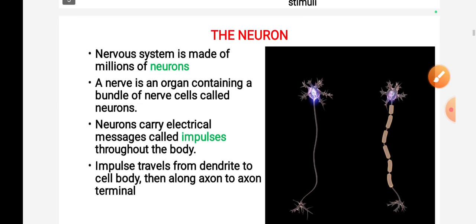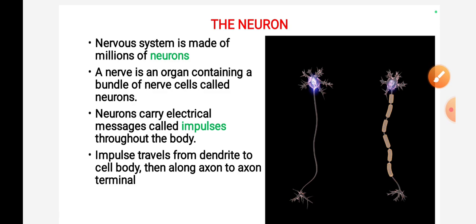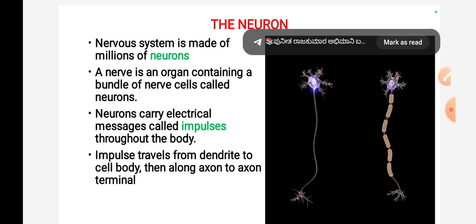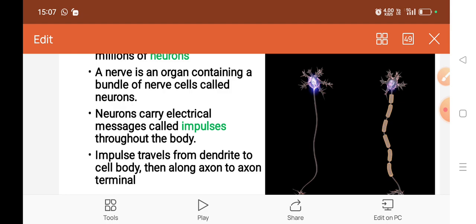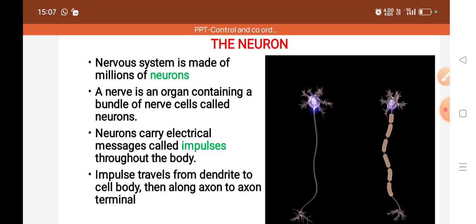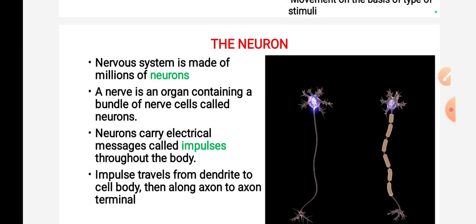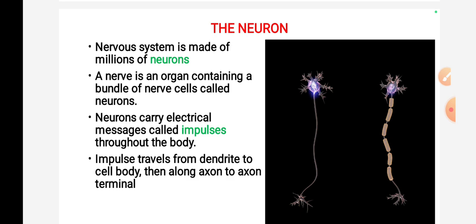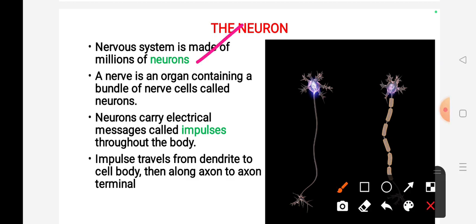Next, the neuron. We already discussed neurons in our previous classes, but once again we have to discuss it, as it is in 10th standard also. The nervous system is made up of millions of neurons. In our brain, millions of neurons are there. A nerve is an organ containing a bundle of nerve cells called neurons. Neurons carry electric messages from one part of the body to another part of the body.